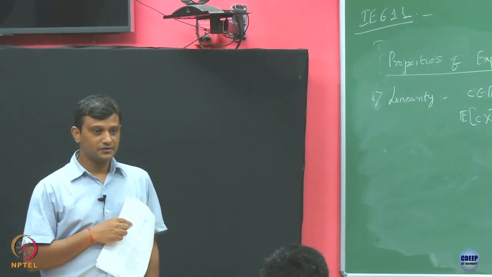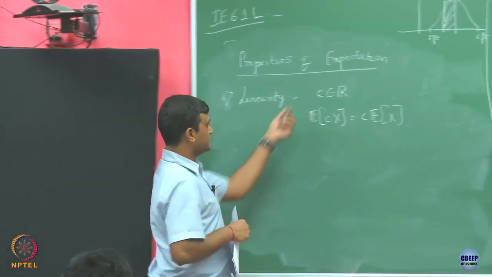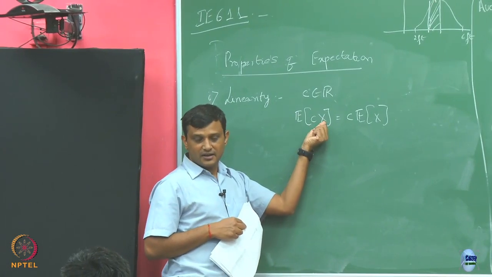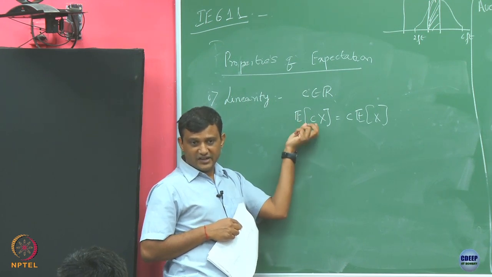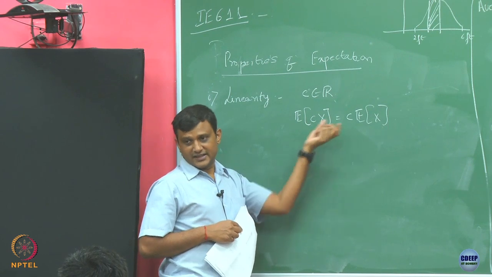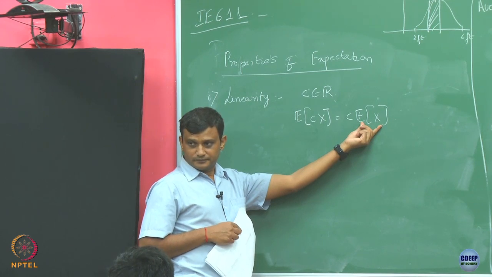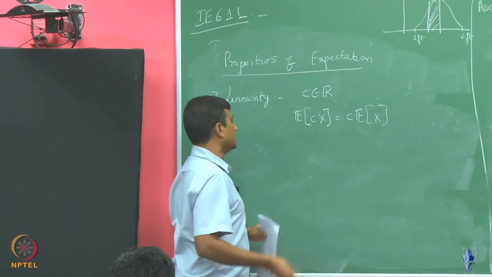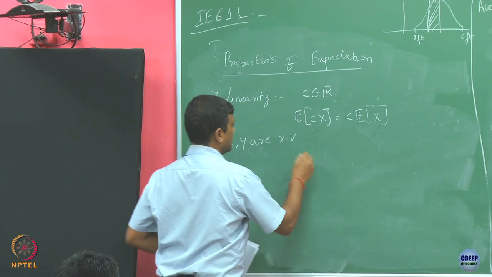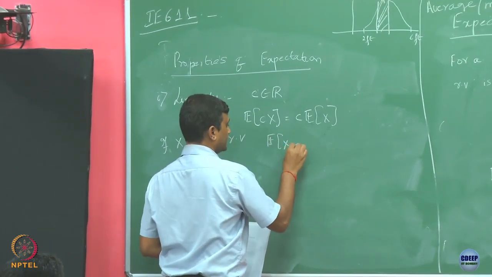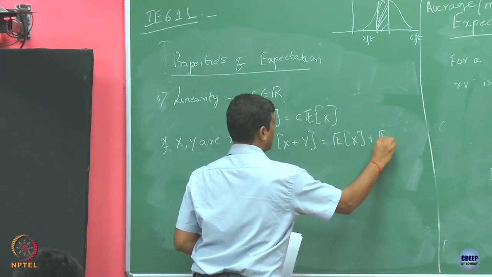Do you think this property is true? What I am saying is, you give me C, whatever the initial random variable x I had, I am going to scale it by C. If I look at the expectation of that scaled random variable, that is nothing but scaling the expectation of the original random variable. And further, if x and y are random variables, then expectation of x plus y is expectation of x plus expectation of y.